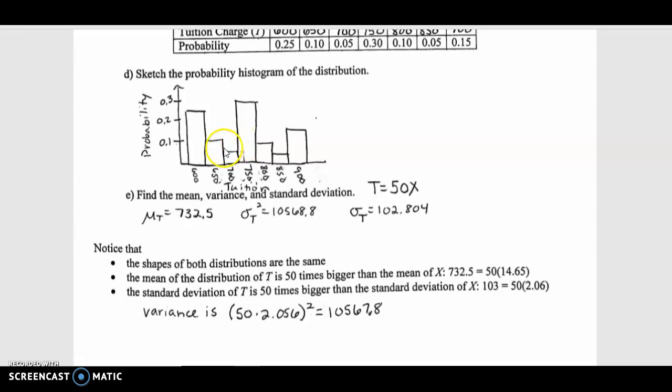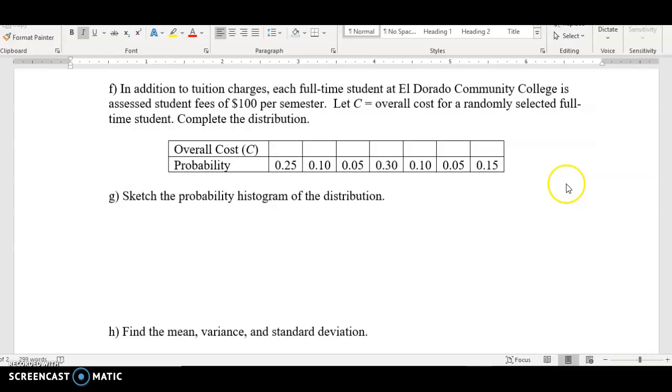Let me just go back to shape a little bit. The shape's the same, but if you look at the scale, it really just shifted up, because all the original units became 50 times as big. But the shape stays the same, it's just kind of shifted to the right. And we're going to see something similar when we add or subtract a constant. All right, on to adding a constant.